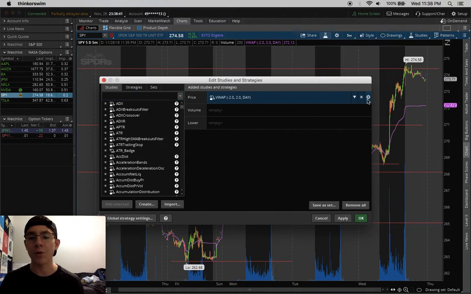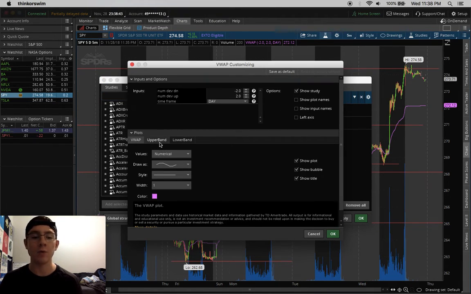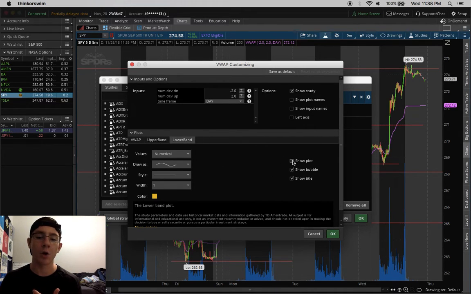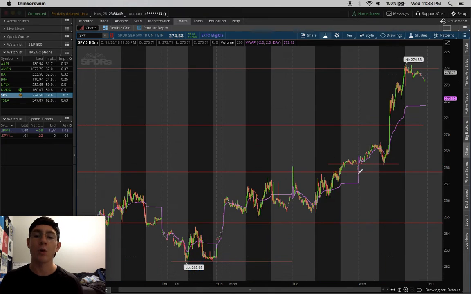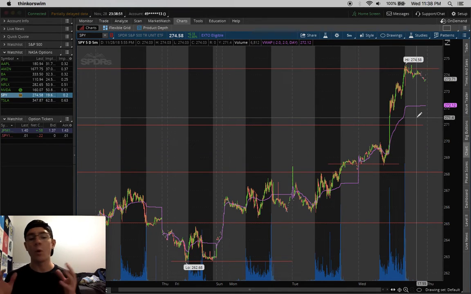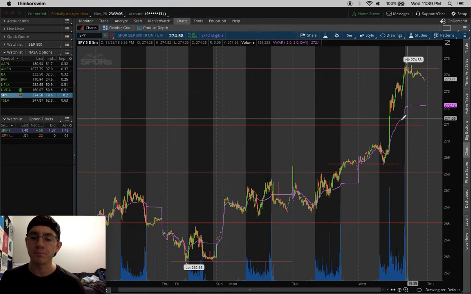Yes, you can trade with that, but that is not how I use VWAP. When I go to the upper band, I unclick show plot, and the lower band I unclick show plot. So I just have this middle band here. Why do I trade like that? Because the upper and bottom bands just get in my way, and also S&B Capital do not do that, and I like to model my trading style after them because they are the best in the business. Just look them up if you don't know them.